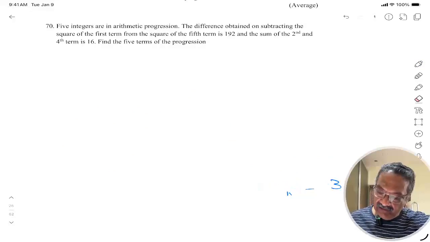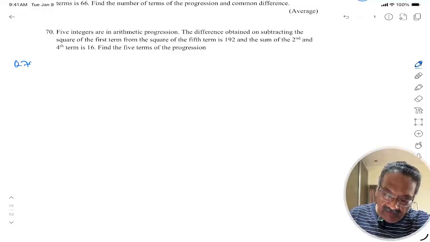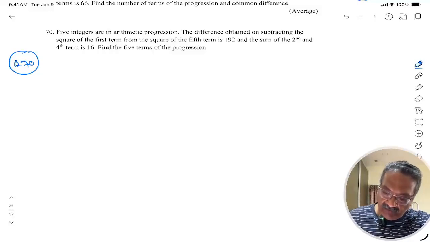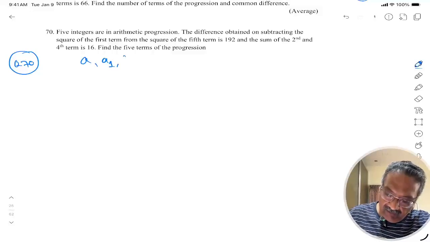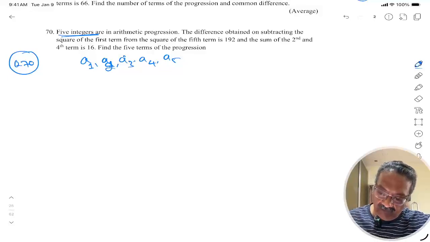We have 5 integers in arithmetic progression. So 5 terms are there, 5 integers are in AP. The difference obtained on subtracting the square of the first term. Okay, we have A1, A2, A3, A4 and A5. 5 integers are given. The difference obtained on subtracting the square of the first term. So, what is the square of the first term? A square.